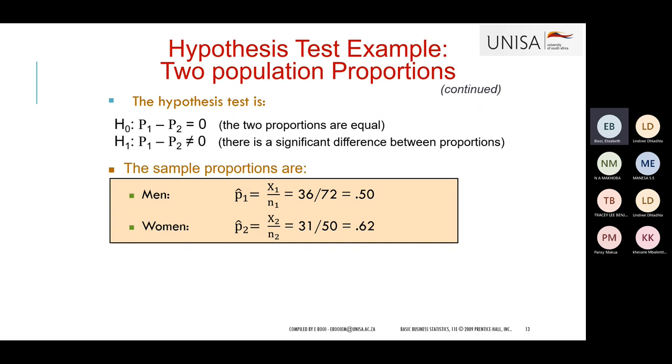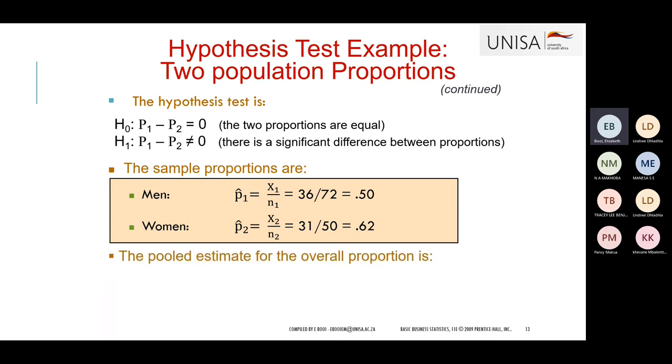Okay, so now I must state what else I am given. We can calculate our sample proportions because they didn't give us the sample proportions, but they gave us the observations satisfying those sample proportions. We know that for men, we had 36 out of 72, which is 0.5 or 50%. And for women, it's 0.62. So we do have our sample proportions.